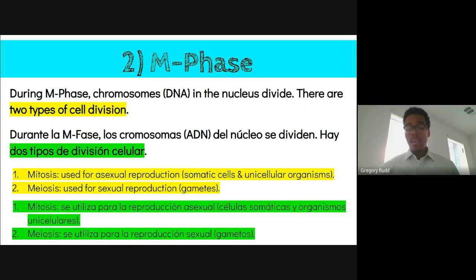So somatic cells, like the cells in your liver or your bone cells or your muscle cells, undergo mitosis, as well as unicellular organisms like bacteria. But in order to produce sperm and egg, which are your gametes, we undergo meiosis, which is sexual reproduction.